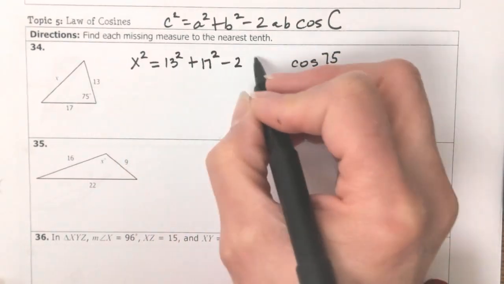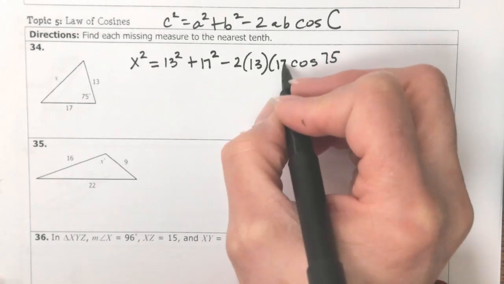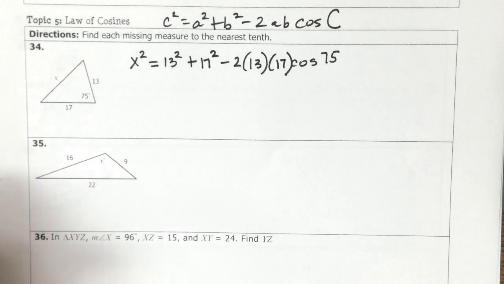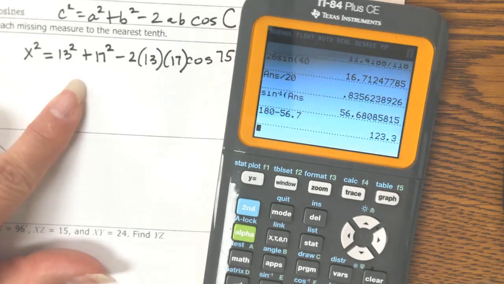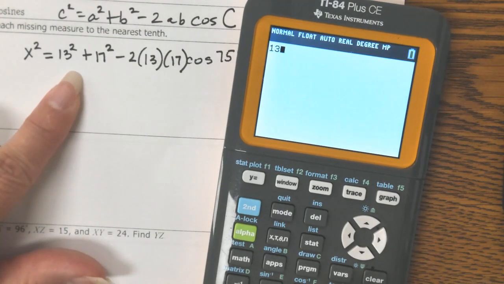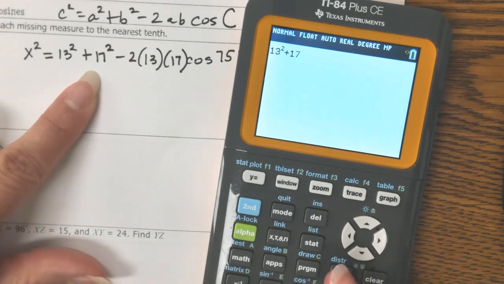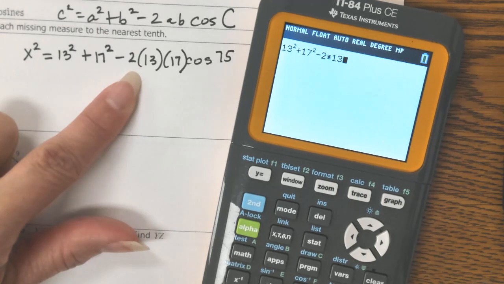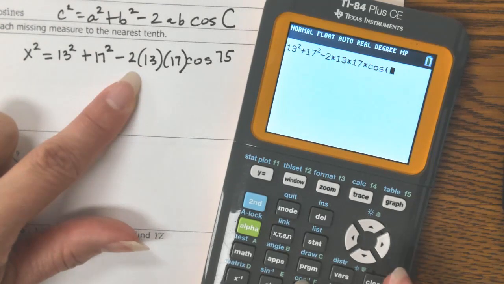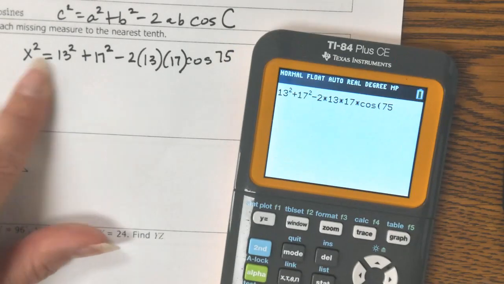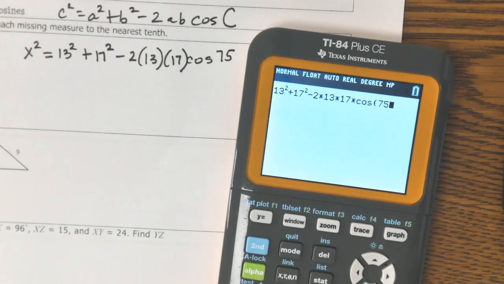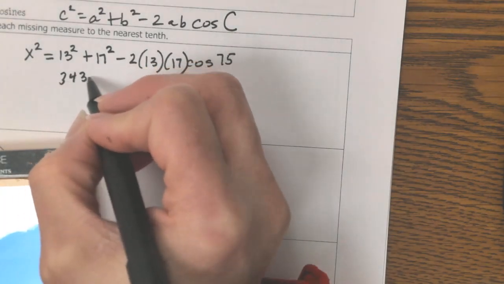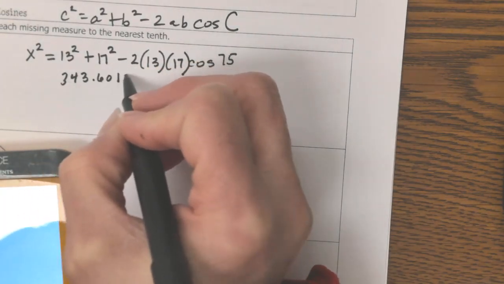And then you do minus 2, and you do the 13 and 17 again. This one's not really a difficult one because you can just plug those numbers in your calculator. So you have 13 squared plus 17 squared minus 2 times 13 times 17 times cosine 75. You can just type everything in and press enter. It gives us 343.6019.